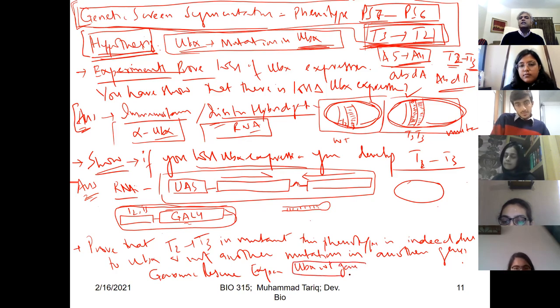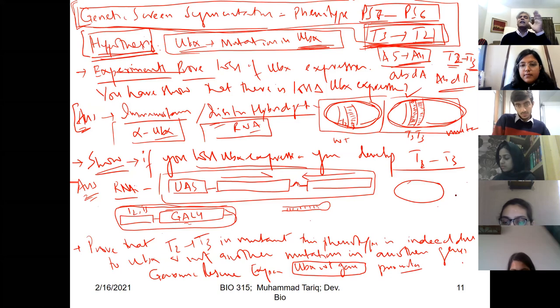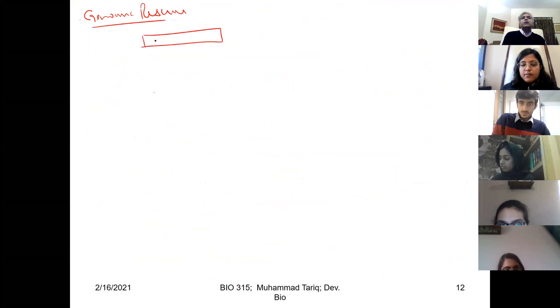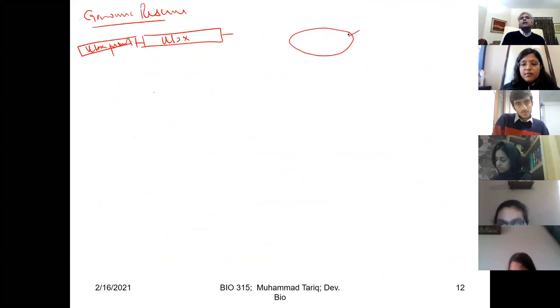We clone this under its own promoter, because you want UBX expression to be exactly mimicking the wild type. And then we prepare transgenic flies. So what we do in case of genomic rescue, we clone UBX wild type gene under its own promoter, which is UBX promoter, and we inject in flies.